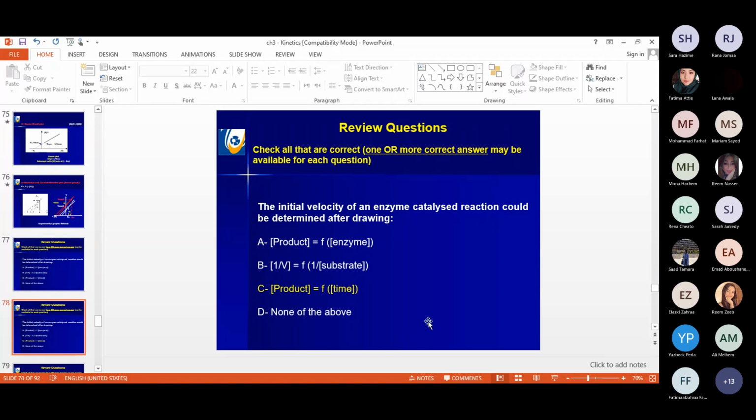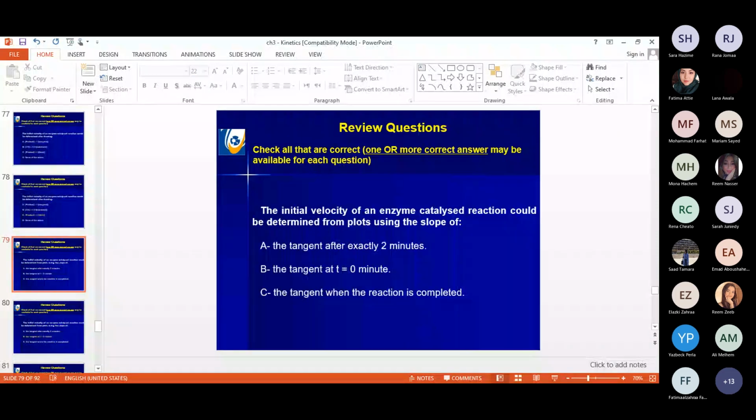We draw a tangent and calculate the slope. It's the slope of the tangent. Tangent at where? At time equal to? At time equal 0. So you draw the tangent on this plot at time equal to 0, and you determine the slope of this plot, and this slope is the value of V0. Okay.